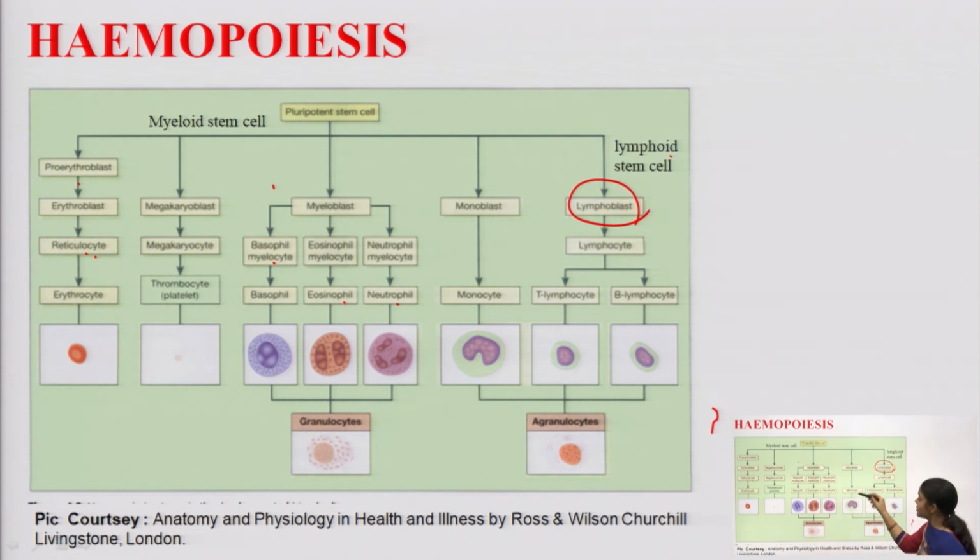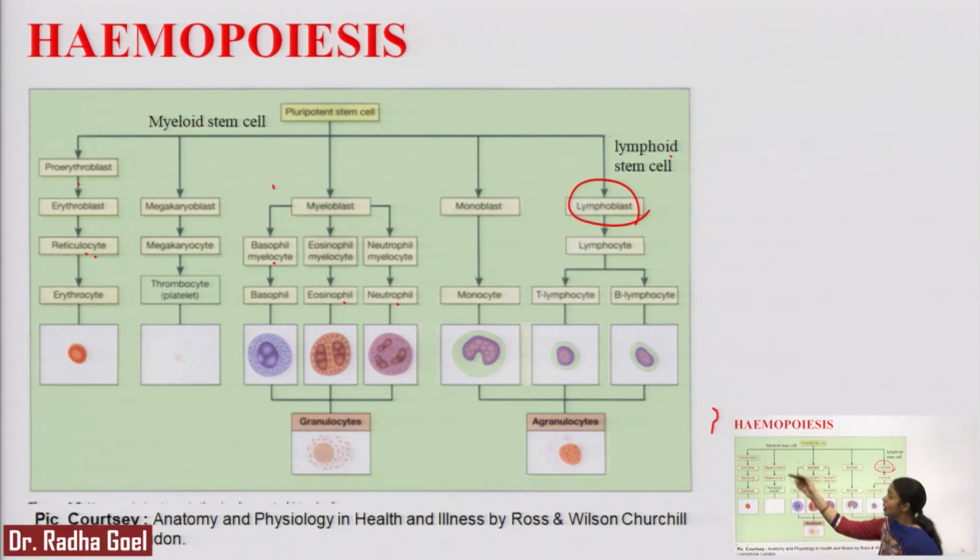While the monoblasts give rise to monocytes, and the lymphoid stem cell forms the lymphoblast, which is a precursor cell, and gives rise to lymphocytes, which are again of two types, T lymphocytes and B lymphocytes. So students, this is how the red blood cells, white blood cells and lymphocytes are formed from your pluripotent stem cell. This is called your hemopoiesis.